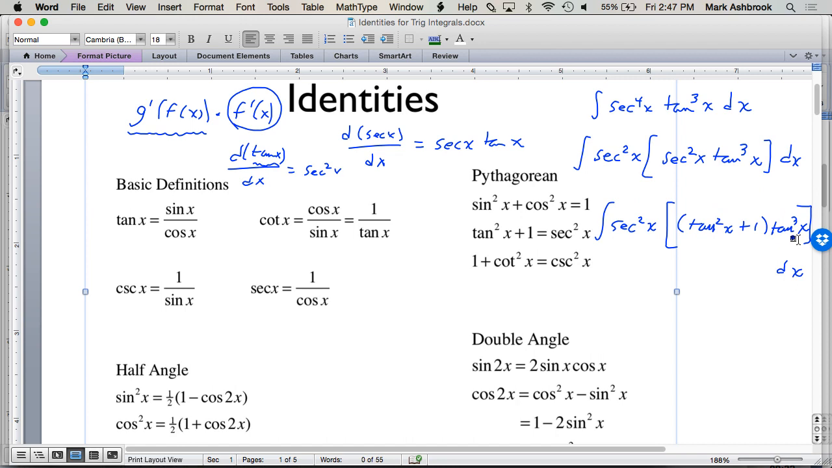So do you see that we've just found the light at the end of the tunnel here? One of the terms has tangent to the fifth, and that'll be multiplied by secant squared. And the other one is tangent cubed, and that'll be multiplied by secant squared, both of which we can do, because secant squared is the derivative of tangent. Can you finish it? See if you can finish it out.